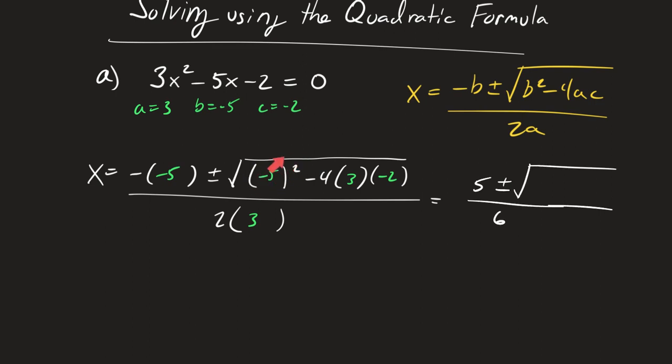So we're going to take negative 5 and square that. Of course, remember, squares are always positive, and negative times a negative is always positive. So negative 5 squared is positive 25.